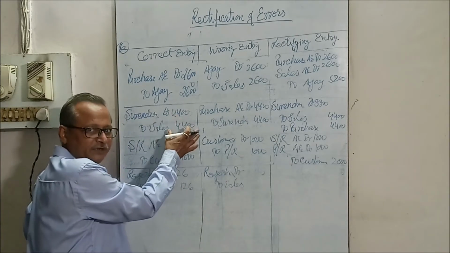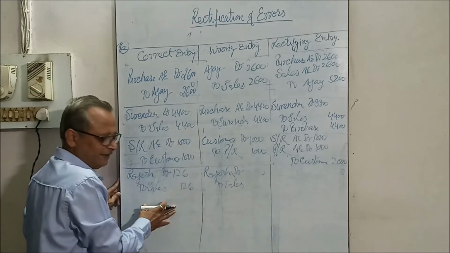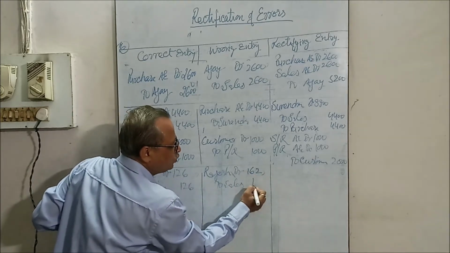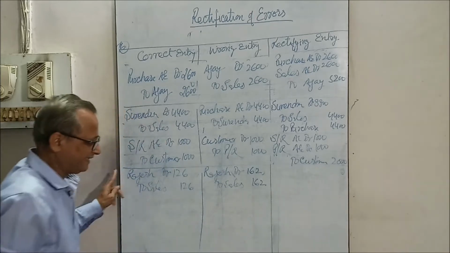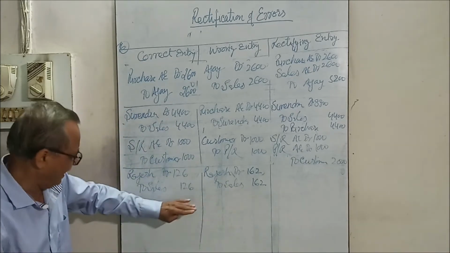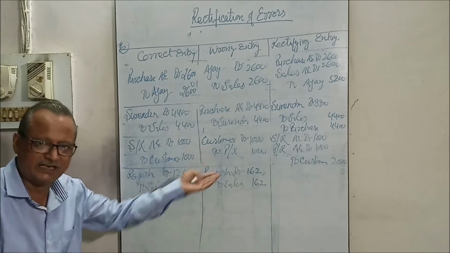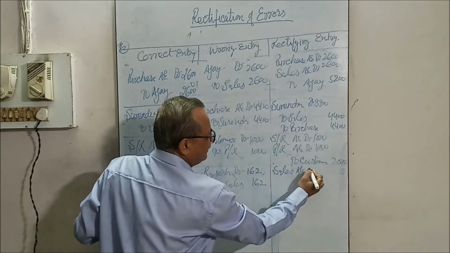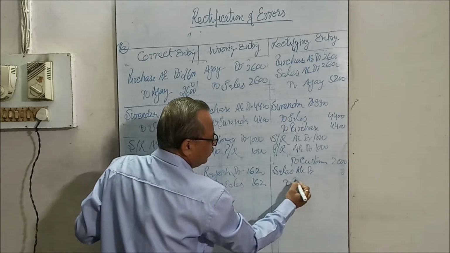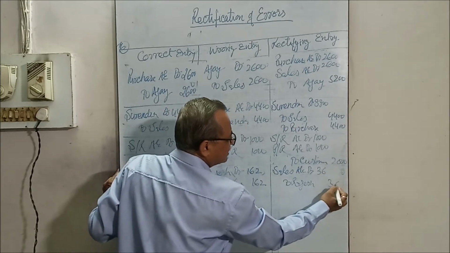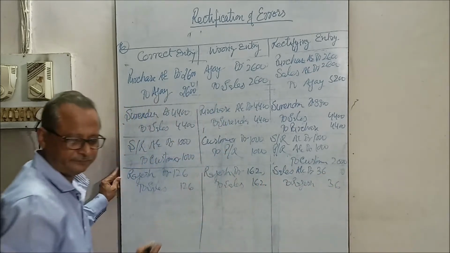These are errors of commission. Now the arithmetical error: it was entered as 162, meaning an excess amount was recorded. So that should be reduced, and you pass the reverse entry of it. Sales account debit to Rajesh rupees 36, the difference of this one.